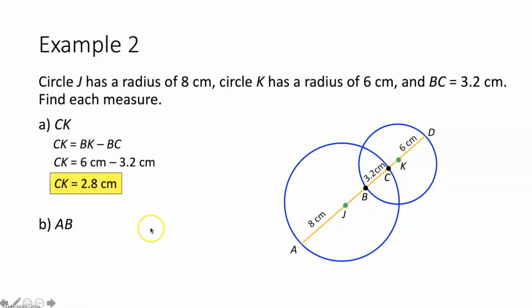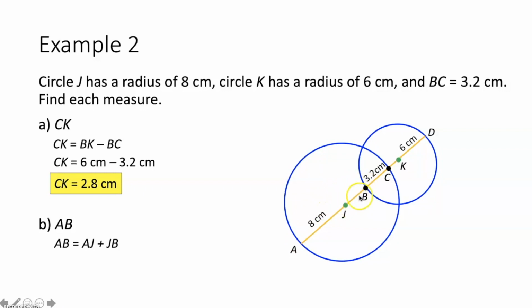Part B, we want to find the measure of segment AB. So where's segment AB? That would be this segment right here. So it's a little bit more than our radius here. So how do we find the measure of segment AB? Well, I know the measure of segment AJ is 8 centimeters. So I just have to take the measure of segment AJ and add the measure of segment JB. That will give me the measure of segment AB.